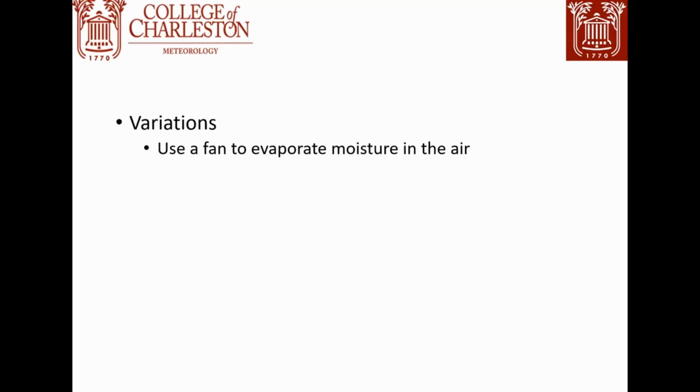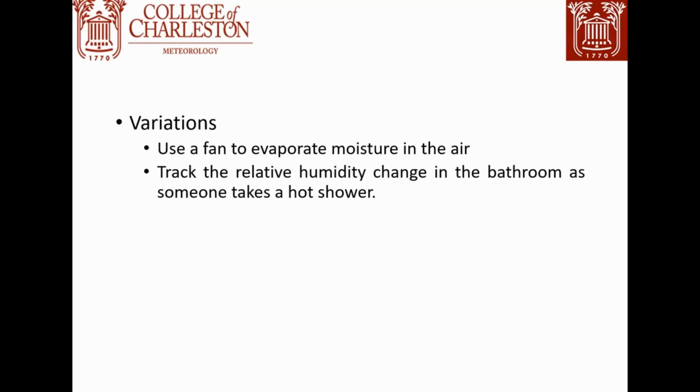The second variation is to perform this experiment in different regions or different locations. So for example, instead of doing this in a classroom, suppose you decide to do the sling psychrometer experiment after taking a shower, where the bathroom is going to have lots of moisture in the air. What you will probably see is that once you get out of the shower, the relative humidity is going to be 90% or above. And so you can test that hypothesis by using a sling psychrometer as soon as a shower is done and there's still a lot of moisture in the air.